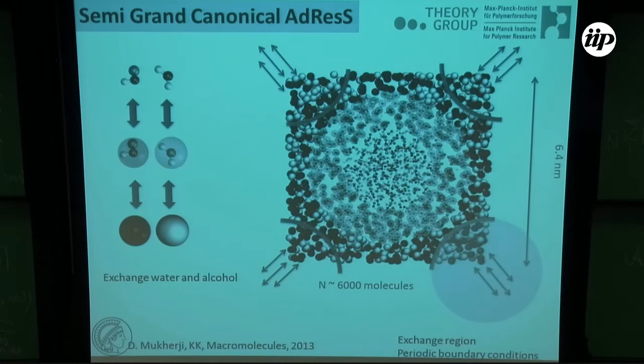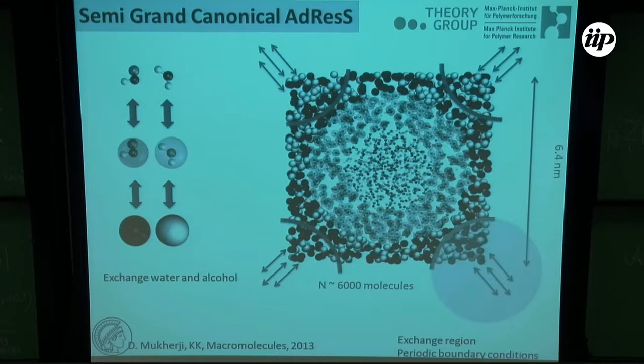The way we looked at this is the following. We have a small PNIPAM chain here, which you cannot see because the colors don't work properly, in water and alcohol. Here we have a coarse-grained water and alcohol, and that has periodic boundary conditions. Here we have an exchange region where water and alcohol can exchange, so that this chain in here always feels the same kind of infinite supply of water and alcohol. So there is no depletion of alcohol or water in the region of a chain.